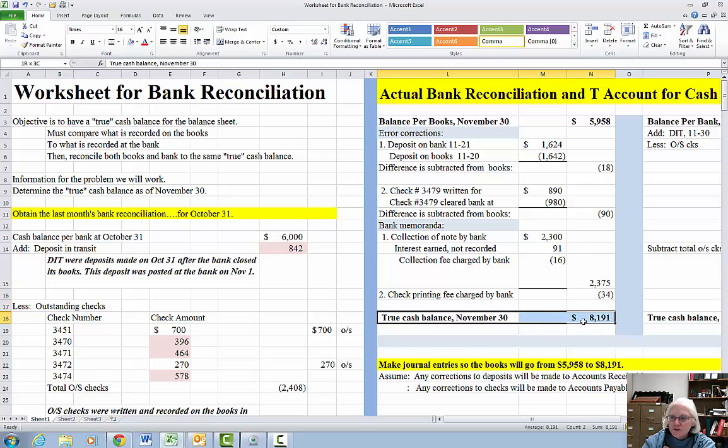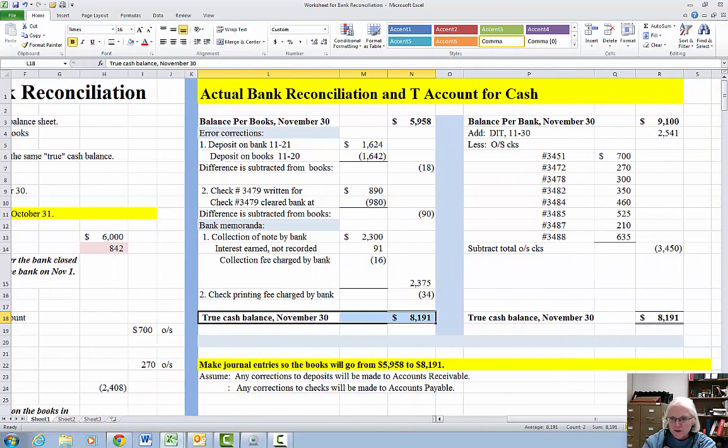And now, true cash balance for the books, $81.91, and I'll be darned. True cash balance for the bank, it's the same thing. Whew, I'm so glad that worked out.